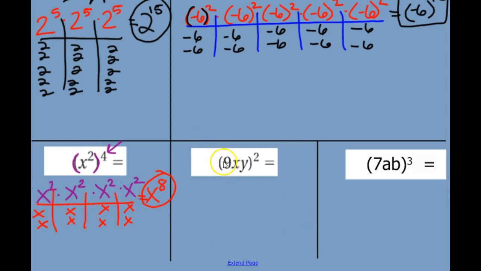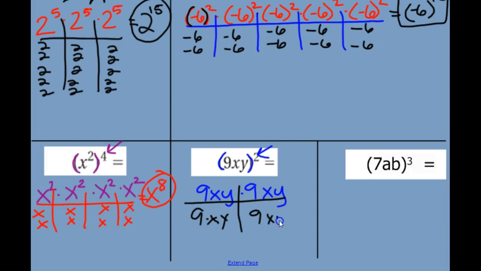Alright, this next one's a little bit tricky. We have a whole big set of parentheses here. Doesn't matter what's inside, we're going to write it 2 times. 9xy times 9xy. Now if I make a table, there's only one 9, one x, and one y. So it's kind of silly to write it again. If you want to, you can. But we need to just count up how many 9s do we have? Well, we have 2 9s. So this would be 9 times 9, which is 9 squared.